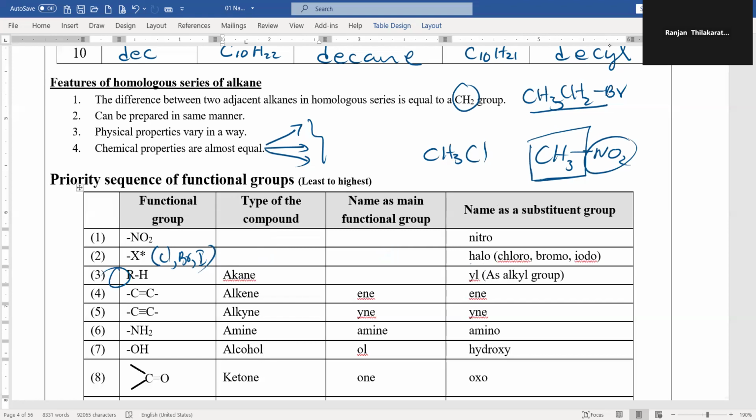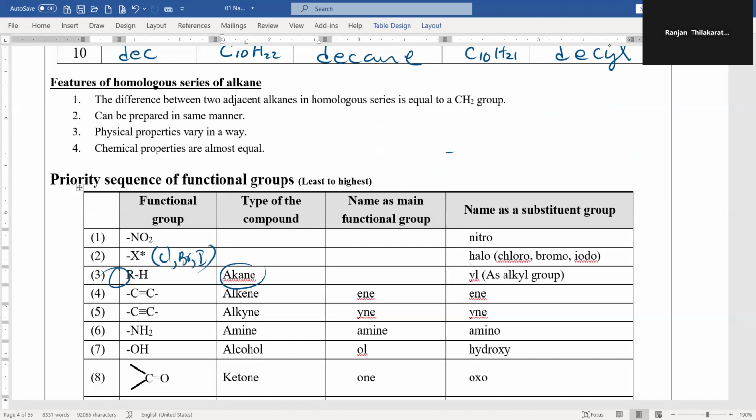Then RH. R means our alkyl group. Having H attached to that means alkane. If you have CH3 and another hydrogen is attached, that means really it is CH4. CH4 is a hydrocarbon, and it is an alkane. These are in the class of alkanes. RH, alkane. And we don't actually have any functional group in alkane.